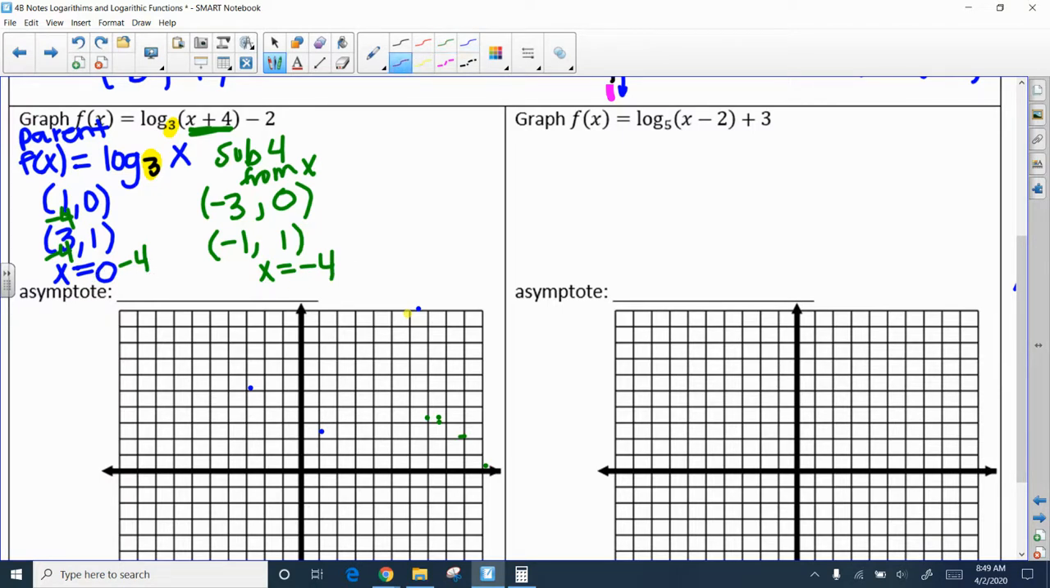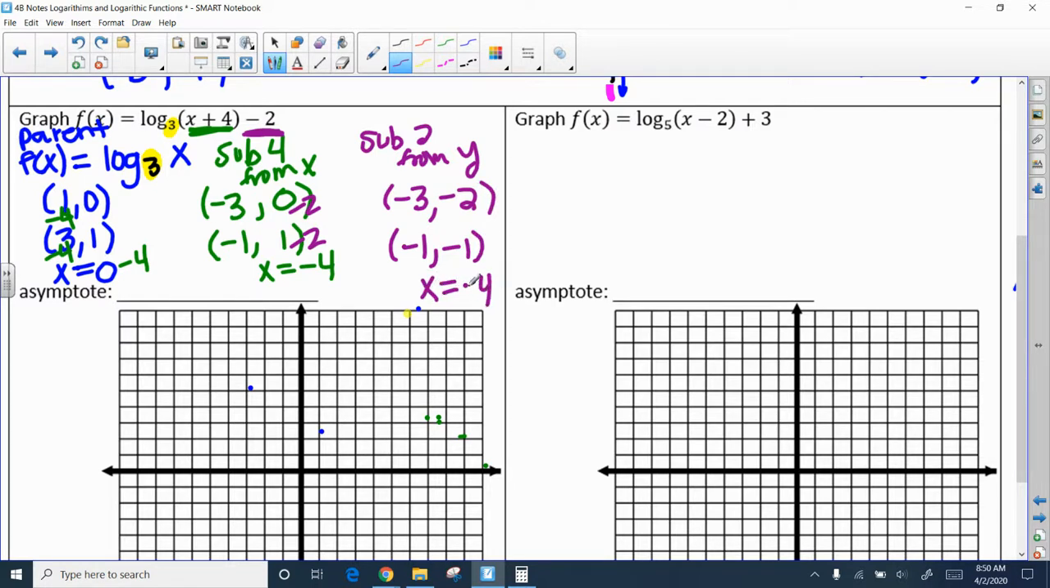All right, and then the one more operation is this minus 2. It's not in the parentheses, so it's not part of the x. It's on the outside of the function. So the minus 2 there is affecting the y. So for that, we're going to subtract 2 from the y values, not the asymptote this time, because the asymptote is x. So my x values were negative 3 and negative 1. Now my new y values are negative 2 and negative 1. And my asymptote hasn't changed from the previous step, so it's x equals negative 4.